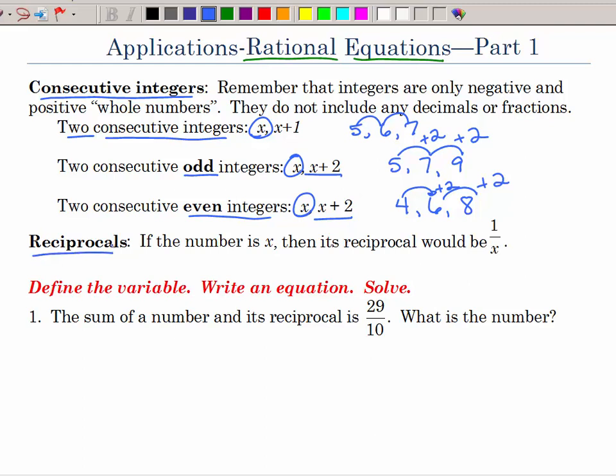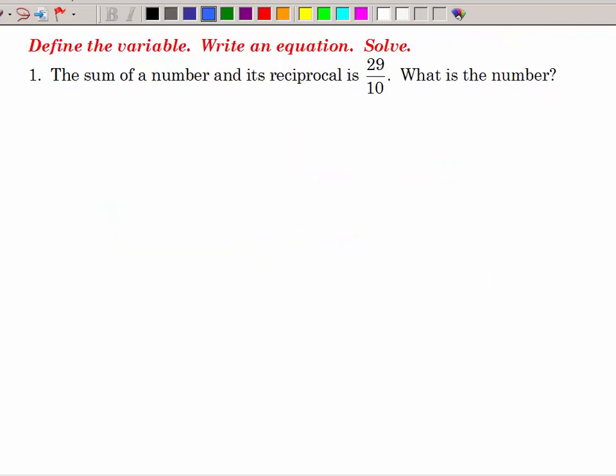Now you know what that is. If the number is x or x over 1, then its reciprocal is going to be 1 over x. So let's look at this first problem. It says the sum of a number and its reciprocal is 29/10. What is the number? Well, reading the directions, it says I need to define my variable. So that means I need to say, what does x stand for? Well, pretty easy. x is going to be the number that I'm looking for. And that's all I need to find.